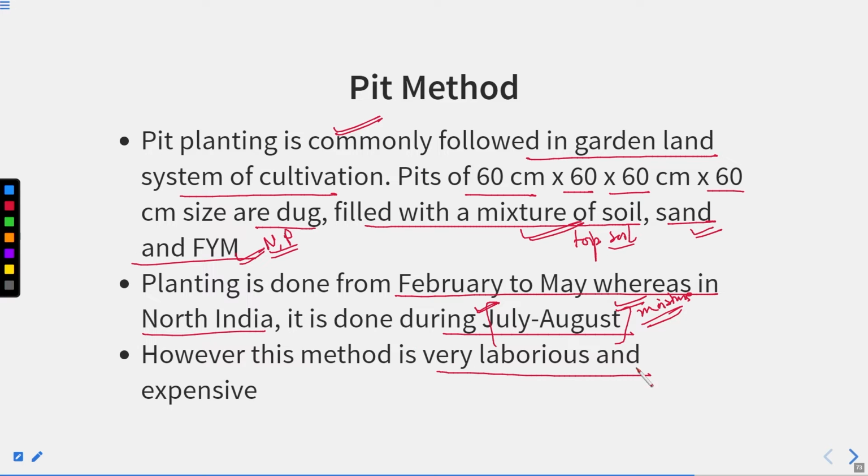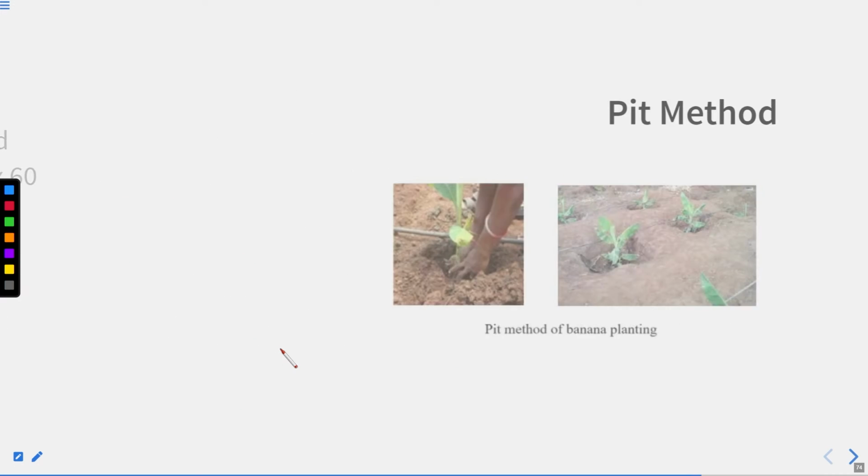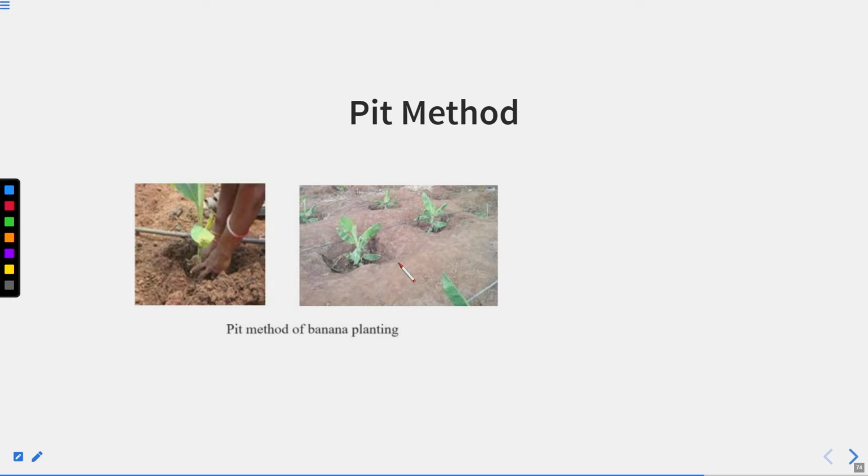However, this method is very laborious and expensive. This pit method is quite laborious and expensive even. So here you can see the pit method of banana, because you require a lot of effort to make a pit in this way all over the ground.